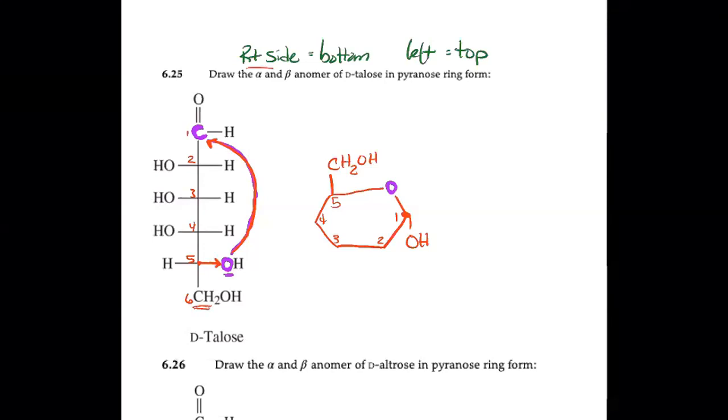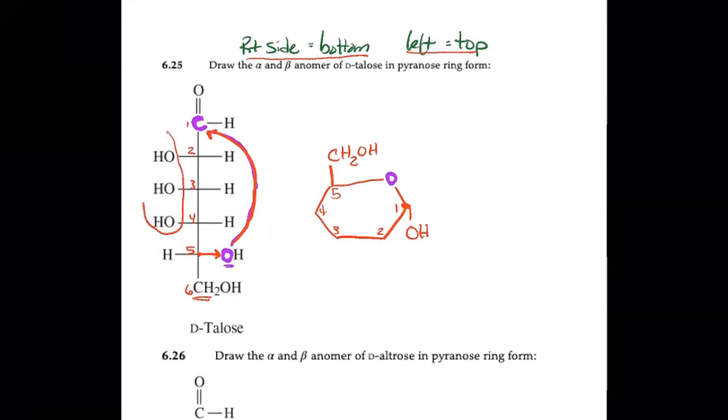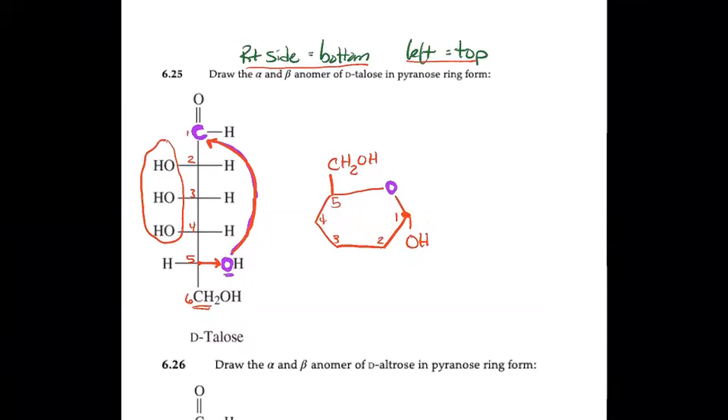So remember the rule. If on a Fischer diagram, it's on the right side, it's on the bottom of the ring in a ring structure. If it's on the left, it goes on the top. So all of this stuff, and we don't worry about that 5th carbon, because we already took care of that 5th carbon, right? We put the CH2OH, and that means it actually has the hydrogen coming down. So we can erase that 5. We know we've taken care of carbon 5. So we've got to look at carbon 2, 3, 4.